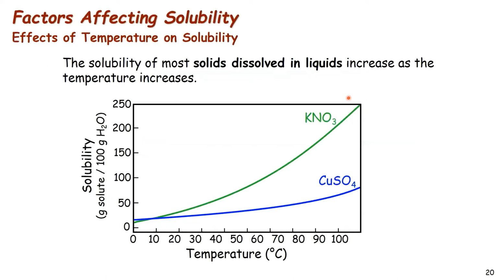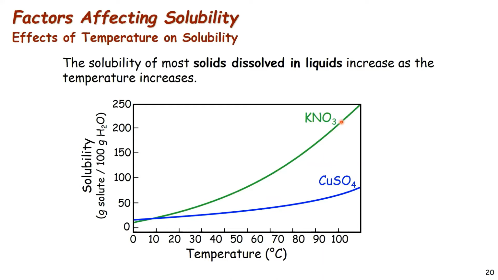Okay, now let's look at these solids. For example, for most solids, most ionic compounds, when you dissolve them in water, their solubility increases with temperature. We already saw that with the sodium acetate, right? Well, that's also true for potassium nitrate and copper 2 sulfate. At 20 degrees, I can only dissolve about 30 grams of potassium nitrate per 100 grams of water. But as I increase the temperature, let's say to 100 degrees, all of a sudden I can dissolve 200 grams of potassium nitrate for every 100 grams of water.